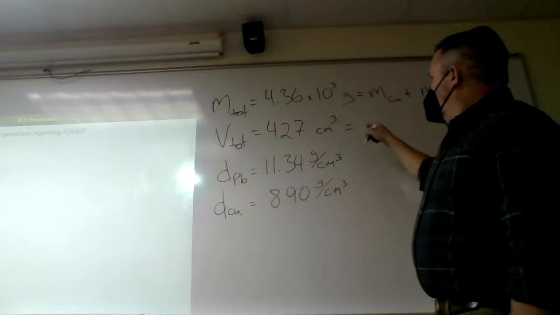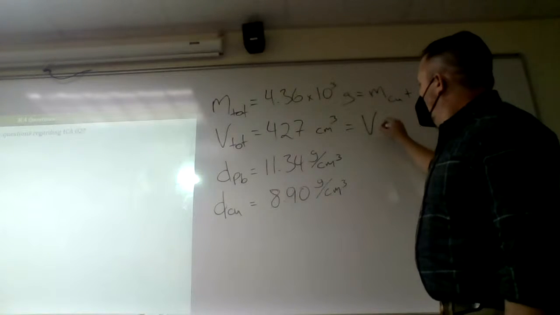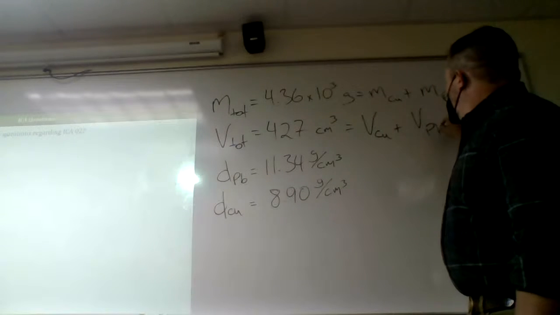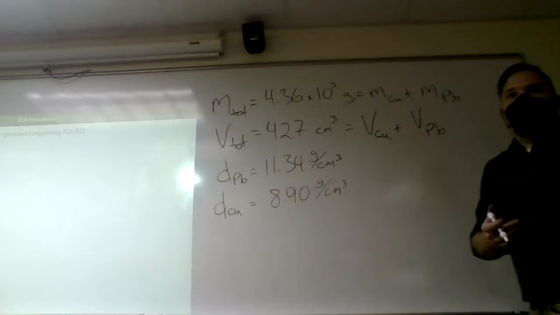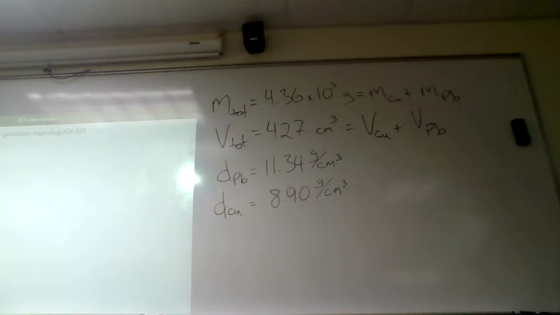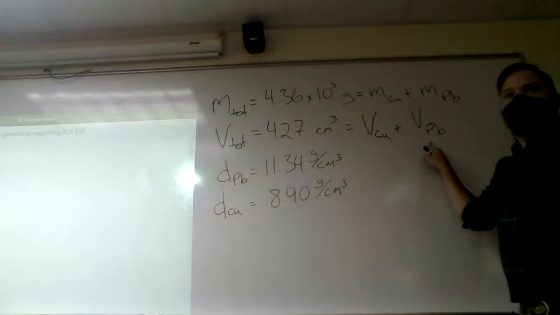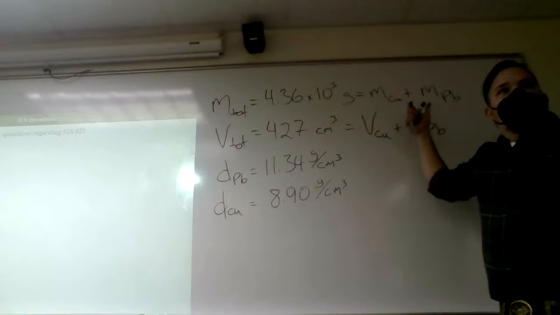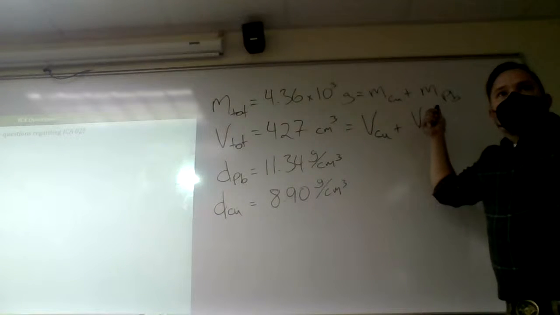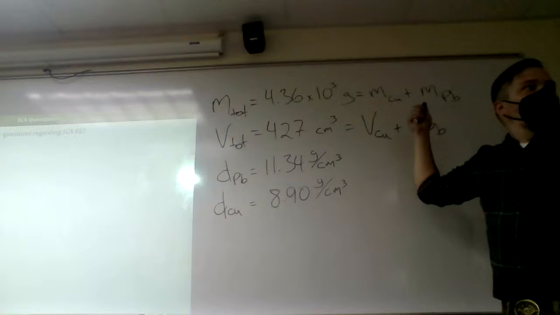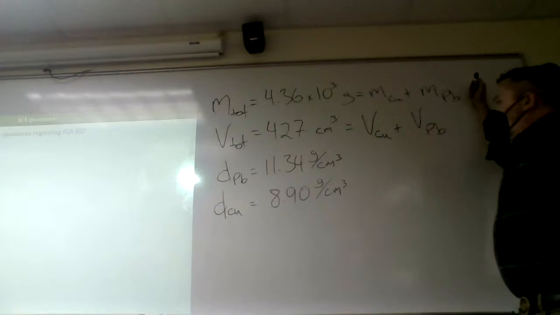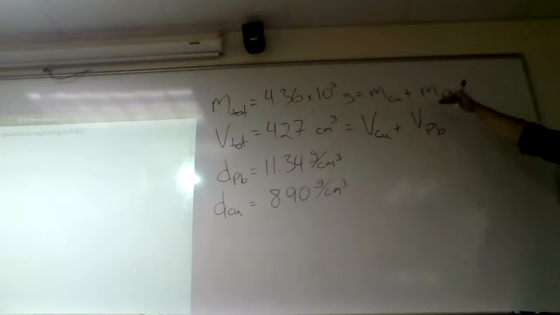427 equals the volume of copper as well as the volume of lead. Yeah, we do the same exact thing except with volumes instead of masses. We know that's true as well, right? Our total volume is equal to these two pieces put together. And if we had more pieces, we could just add more terms on here. That's going to make things trickier down the road, and I'll explain why in a minute. But if we had more pieces, we can always just write this.